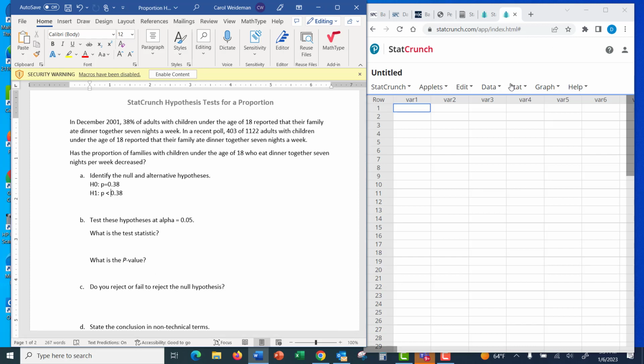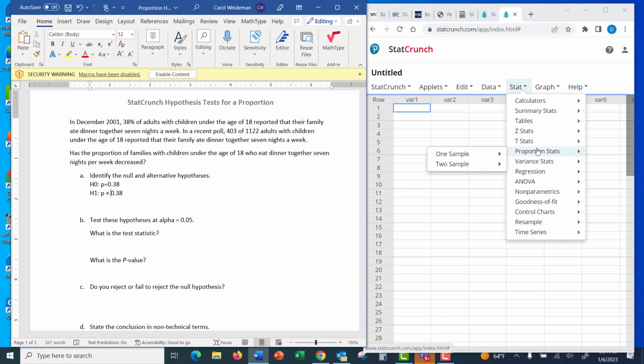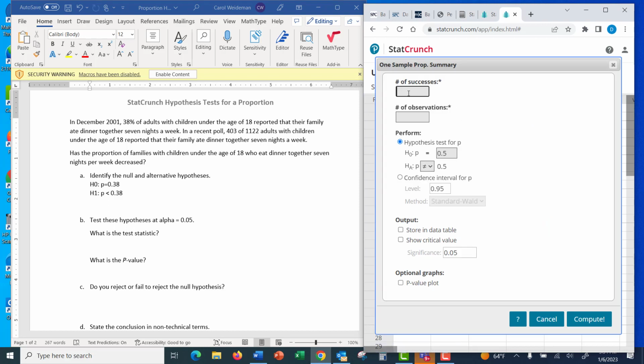So in StatCrunch, you're going to go to Stat, Proportion Stats, the same thing as you did for confidence intervals. We have one sample with summary. The number of successes were the number of families that said they ate dinner together, which was 403, out of the total sample size of 1122. We're going to do a hypothesis test here, and our null is that the proportion is 38%, and remember, the alternative we said has gone down, less than.